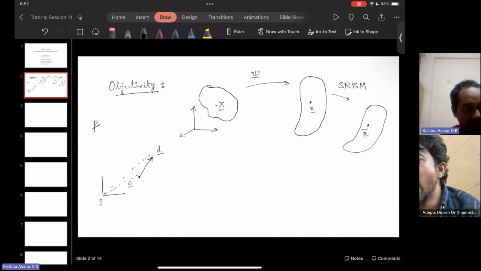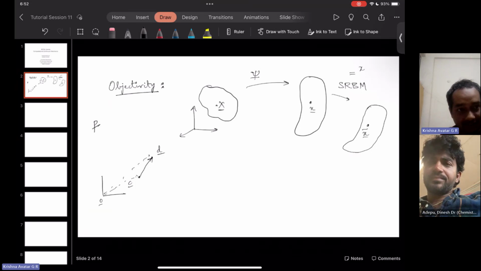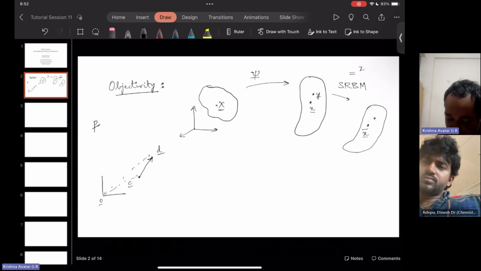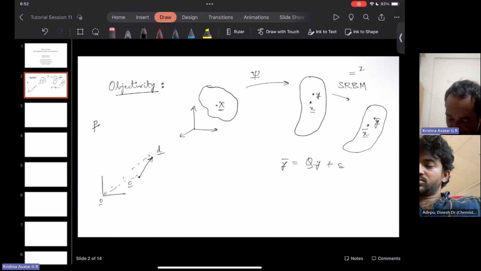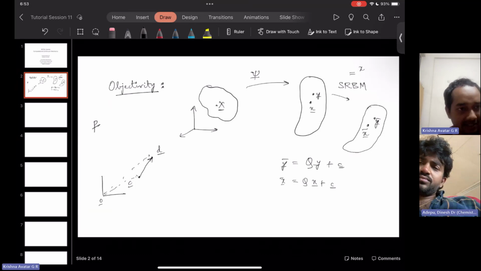When we do a transformation, you recall what we did in SRBM. In SRBM, we actually transform the points, so we are transforming the material. Say we have X and Y. They become X tilde and Y tilde, and both undergo the same translation. So Y tilde is equal to QY plus some constant C, and X tilde is equal to QX plus some constant C, because it has to be the same translation.